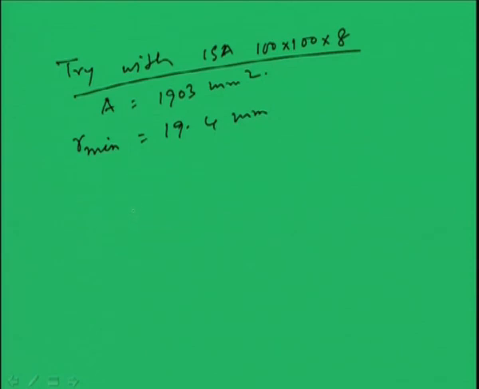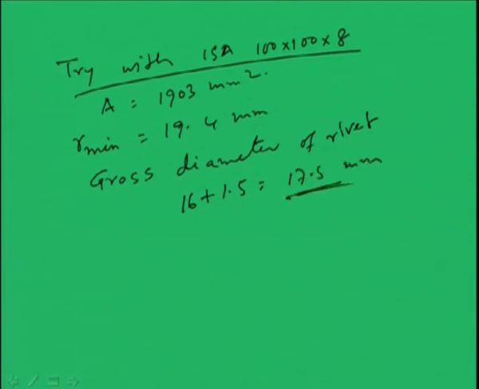And another thing is, we have to find out the gross diameter of the rivet, because we are going to use a rivet of 16 mm diameter. So 16 plus 1.5, which is 17.5 millimeter. So the gross diameter of the rivet also we have calculated. Now this will be required for connections. So these are the things which are required later, and we have calculated them.